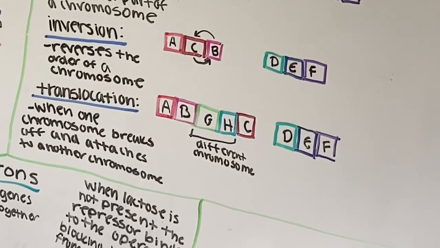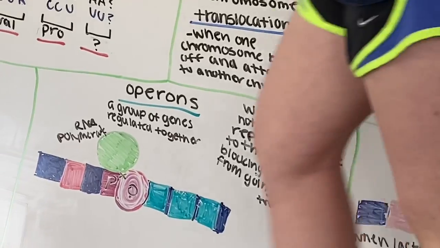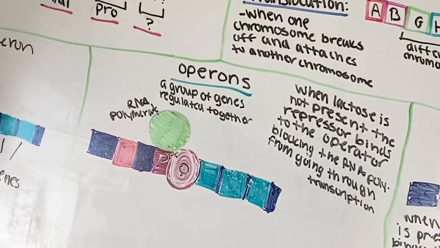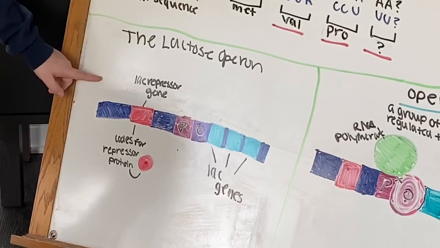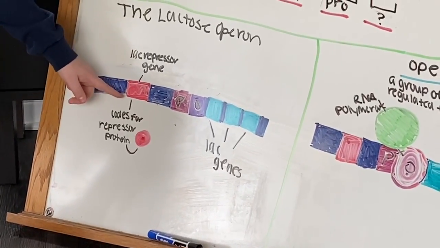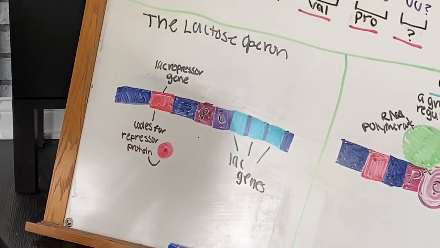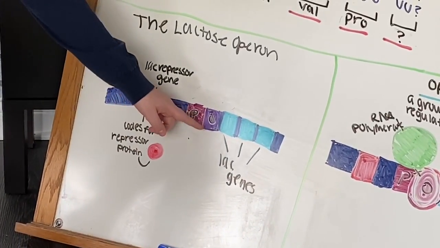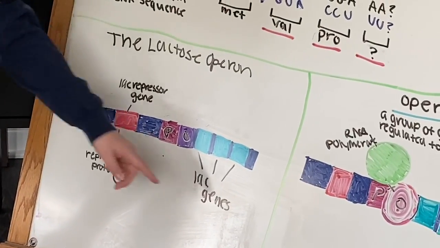So we also had to talk about operons. So I showed the process of a lactose operon. So right here, it shows the lactose repressor gene, which is represented in red, and this is the repressor protein. This is the operator, and this is the promoter, and these are the lactose genes.